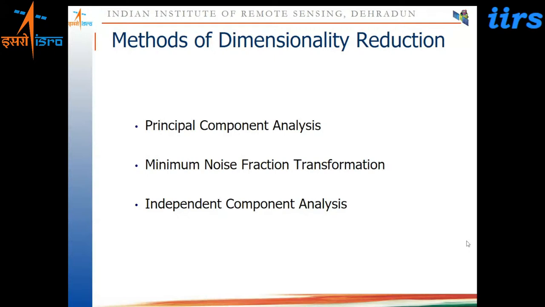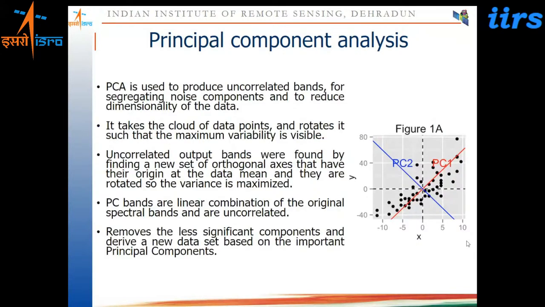The minimum noise fraction and independent component analysis are comparatively more advanced techniques than PCA, and they are used for hyperspectral data. Now, what exactly is the principal component analysis, the PCA? You must have heard about principal component analysis, because this is a term that we also use for the multispectral data set.